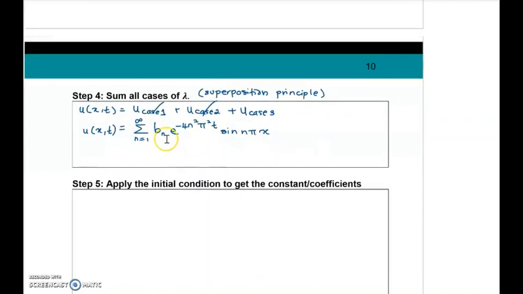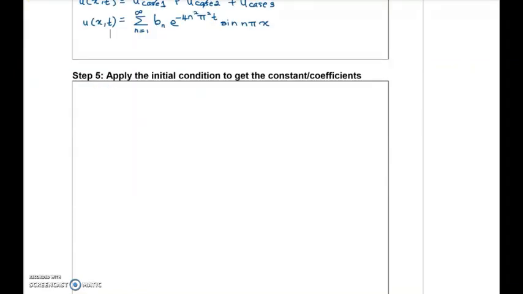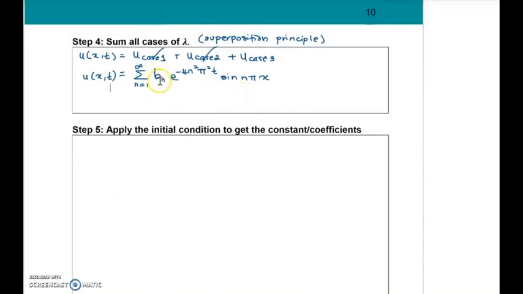We still need to determine the Bn here. So we are going to have the last step, which is step number 5, to get the Bn. Now, step 5: apply the initial condition given in the problem to get the coefficient. The Bn here needs to be determined. The only condition that has not been used yet is the initial condition given by the problem.